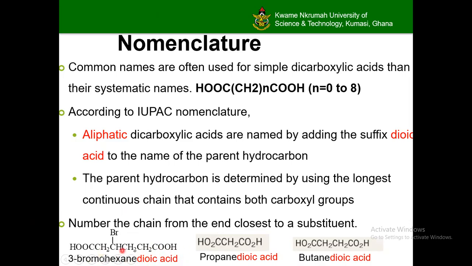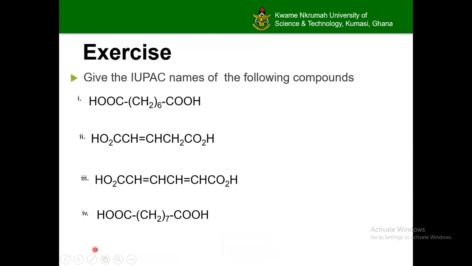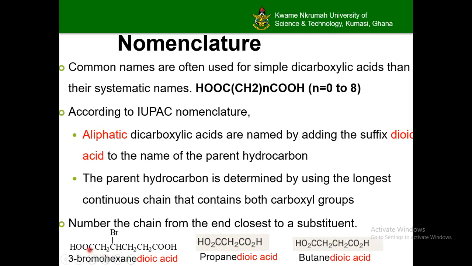We could have counted from here: 1, 2, 3, 4, 5, 6. That's hexane. In that case, we'd have given 4 to the bromo. If we count from here, 1, 2, 3, then we can give 3. Now, per the rule, we give the smallest number to the substituent. So we have to maintain 3-bromohexanedioic acid.